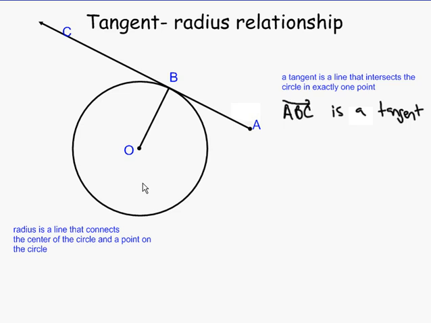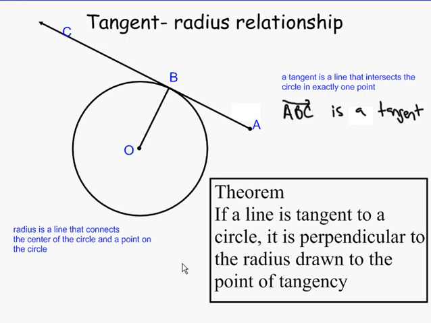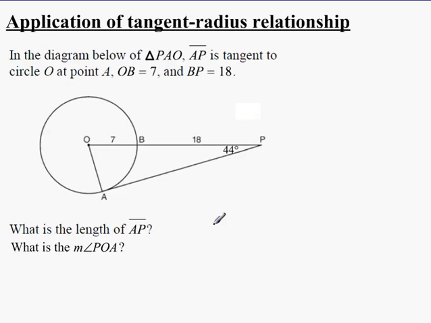Alright, so what does the theorem say? What's the tangent radius relationship? Well, it says if a line is tangent to a circle, it is perpendicular to the radius drawn to the point of tangency. In other words, this tangent line here is perpendicular to the radius. So we know that this right over here is a 90-degree angle, because ABC is perpendicular to OB. Okay, let's look at an application of this.